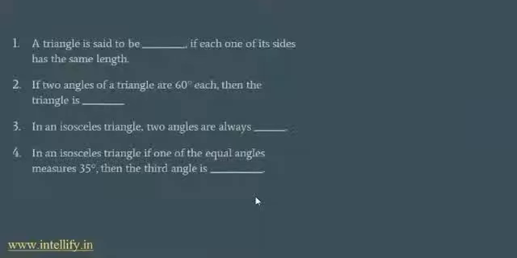The third question, in an isosceles triangle, two angles are always dash. So we already know that in an isosceles triangle, two sides are always of equal length and even the two angles are also equal. So the answer is equal. Fourth question, in an isosceles triangle, if one of the equal angles measures 35, then the third angle is what? So if one equal angle is 35, the second is also 35. So the total becomes 70, and using angle sum property, we can find that 180 minus 70 is equal to 110. So the third angle will be 110 degrees.